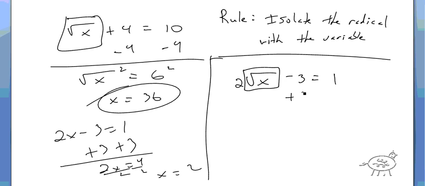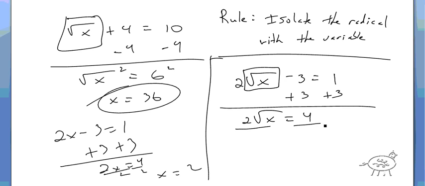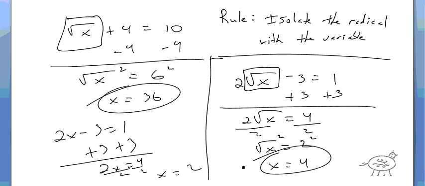So I'm going to add 3 to both sides. So 2 root x is equal to 4. I'm going to divide by 2, because it's 2 times root x. So you get root x equals 2. And then what do you do to both sides? You square both sides. So x equals 4. That's the answer. And if I go back and just check the problem out, let's plug that 4 back into there.